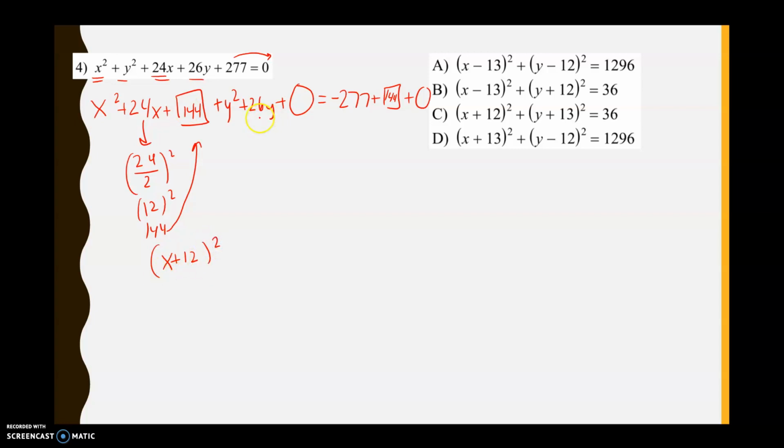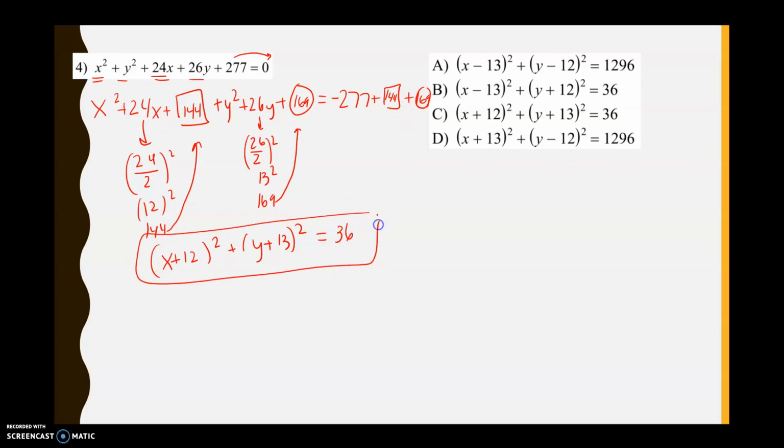And then doing the same thing for this guy, I'm going to take 26 over 2 squared, which is 13 squared, which is 169. So 169 is going to go here and going to go here. This guy is going to factor to be y plus 13 squared. And when you combine these, negative 277 plus 144 plus 169, you are left with 36. So your answer for this one should be C.